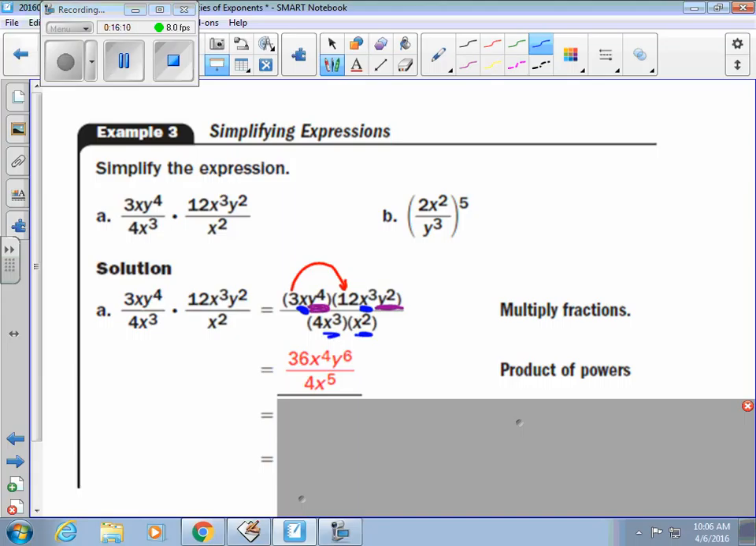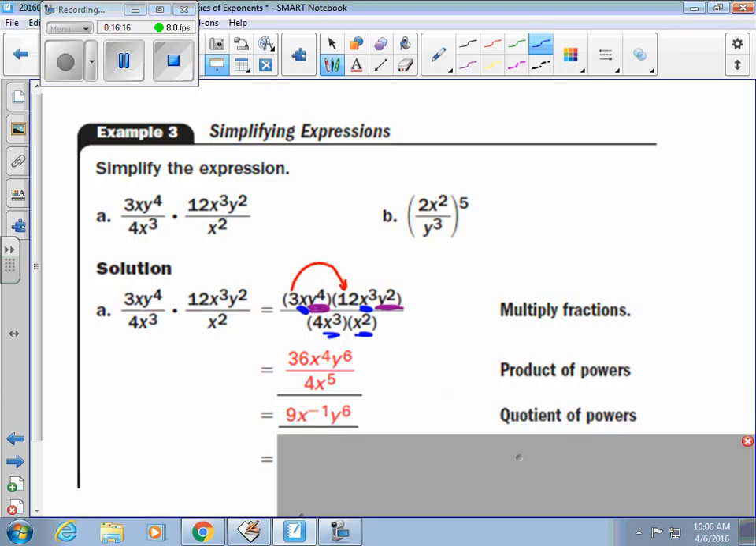x to the fourth divided by x to the fifth. Those are the same base, so you subtract 4 minus 5. That's where we get x to the negative 1. And y is the only y, so you don't subtract anything from it. y to the 6. Notice now we have 9, x to the negative 1, y to the 6.